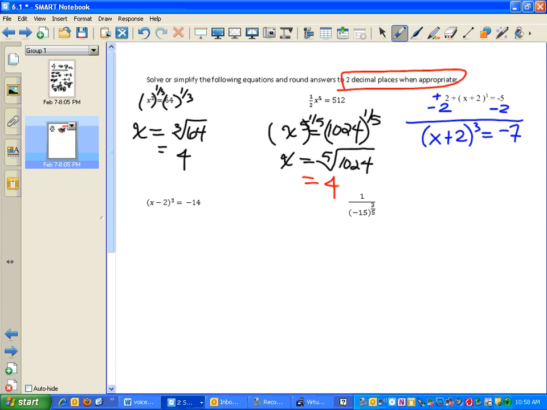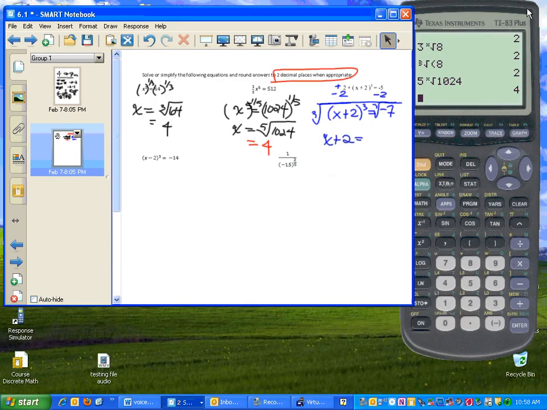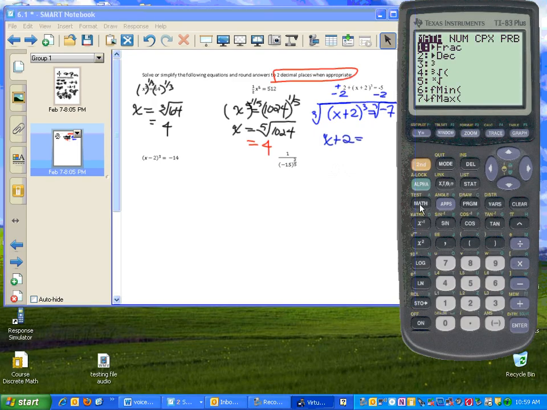And x is already nicely isolated, but it's inside that parentheses. So how do I get inside of it? You do the cubic root of both sides. And that leaves me with x plus 2 here. And on your calculator, we want the cubic root of -7. Remember, we can take cubic roots of odd roots, right? And that answer is -1.29.